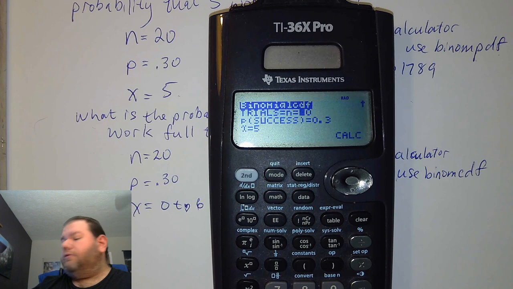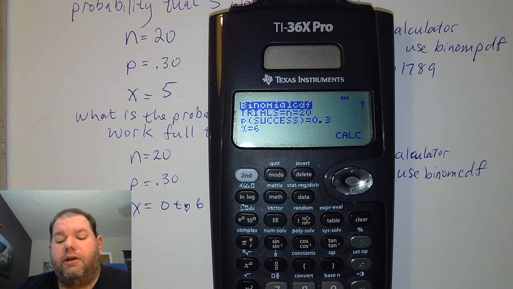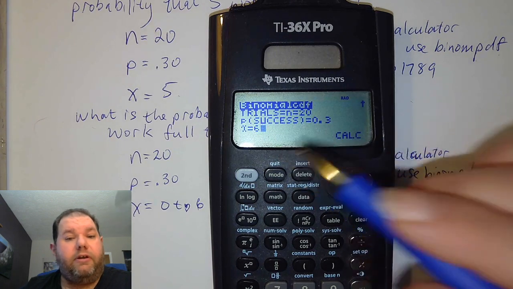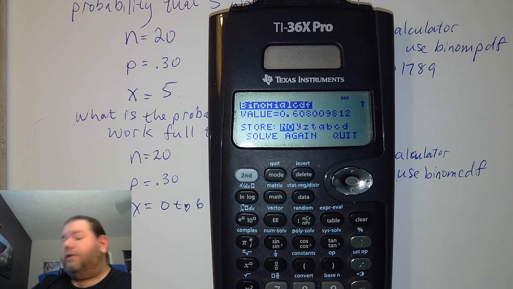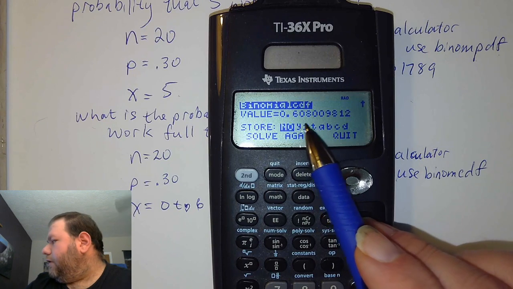Again, choose single. We have 20 trials, 0.30 chance of success. And now this time, because it's 0 to 6, basically the number that we enter here is 0 to what number, and we want 6, we'll enter 6. So 0 to 6, we'll just enter the value 6 here, and it'll take care of it for us. We press enter and calculate, and there it gives our value, 0.6080.